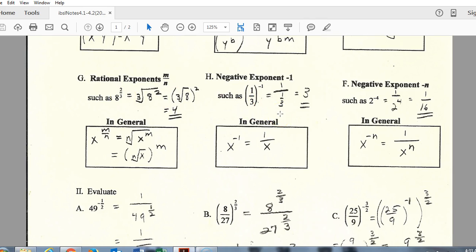Negative exponents, all negative exponents do is create a reciprocal. So 1/3 to the negative 1 power would just cause it to be 3 over 1. One more example of that, 2 to the negative 4th. So we get the reciprocal right here, so now it's 1 over 2 to the 4th. And then always simplify whenever possible.